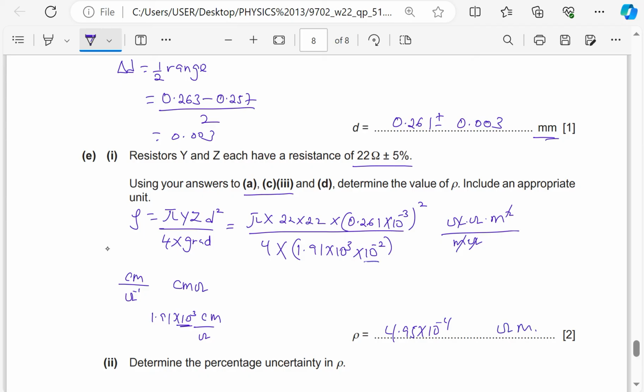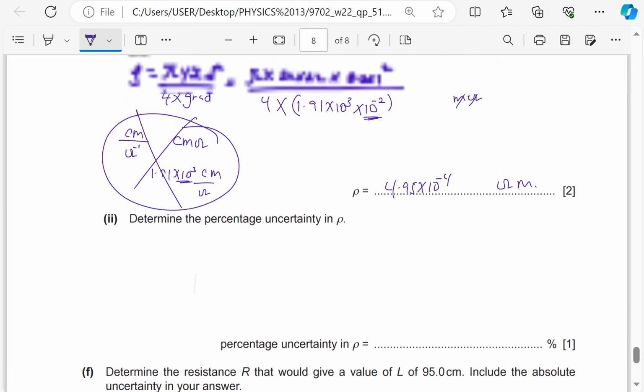I multiply this to change the gradient from centimeter ohms to meter ohms. I multiply this by minus 3 to change from millimeters to meters. So I think that is going to be fine. This was just for the sake of it.